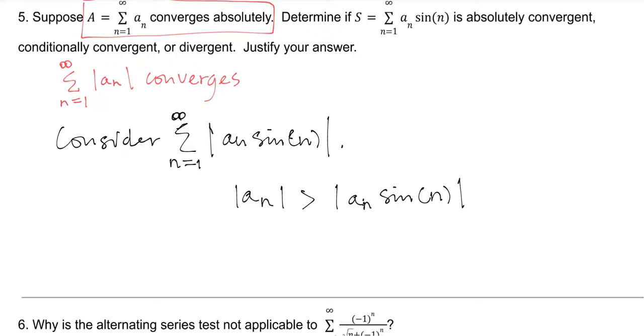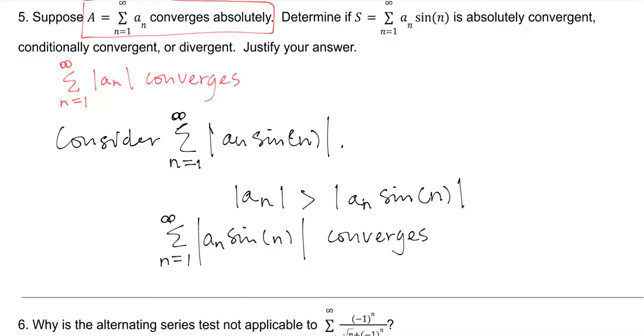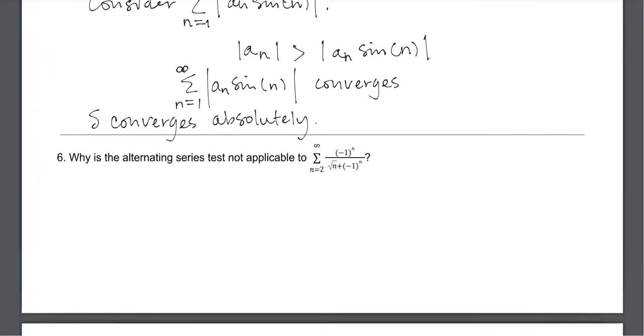But I know that the red fact is true: the sum of the absolute value of a_n converges. And these terms are even smaller. So that means that the sum from n equals 1 to infinity of the absolute value of a_n sine of n converges. And that means that S converges absolutely. So this is a problem that's perfectly set up for a direct comparison.